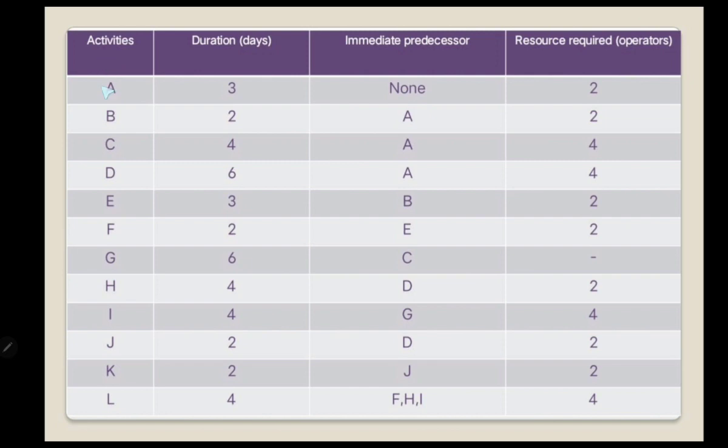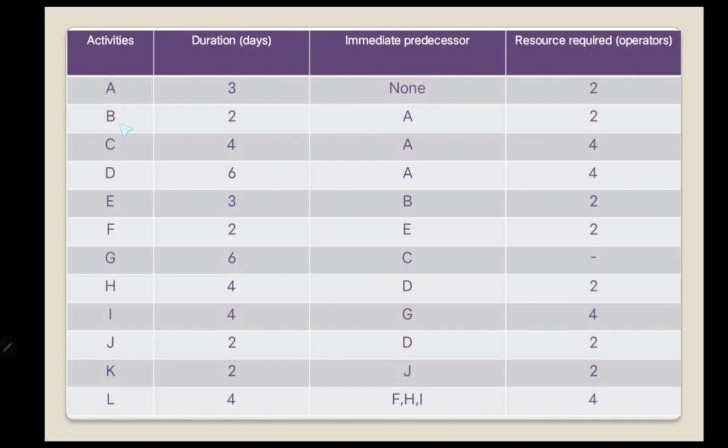These are the activities. You can see the activities A, B, C, D, E, F, G, H, I up to L, and the duration of these activities in days. For activity A, the duration is 3, for activity B the duration is 2, for activity C the duration is 4, and so on. The immediate predecessor of A is none, meaning there is no immediate predecessor. I'll explain later what the meaning of this none is.